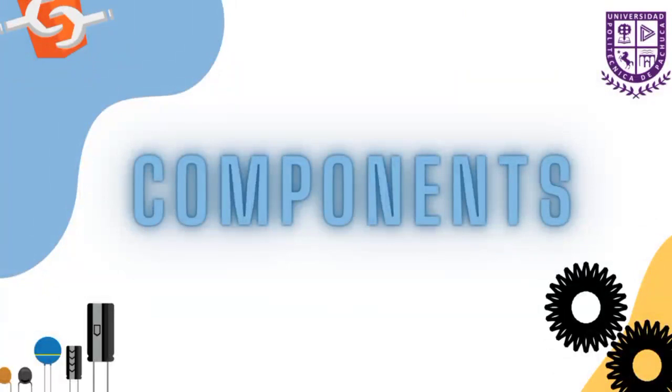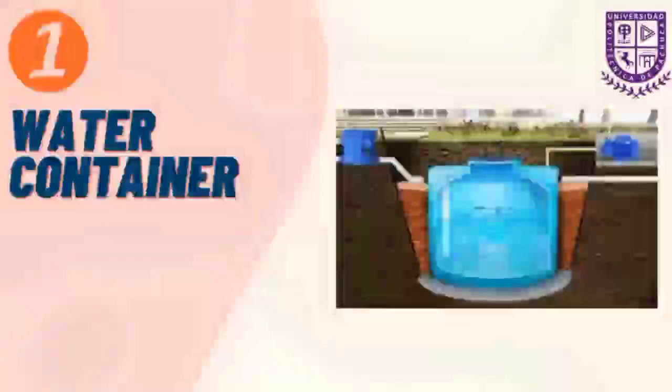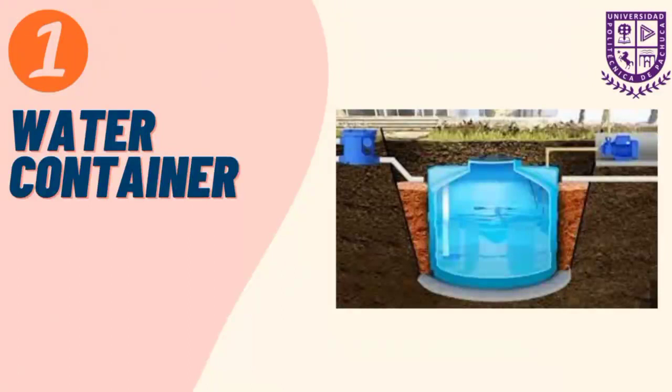In this section we will analyze each of the components of the project. A cistern is a reservoir used to store water. It's usually installed or built underground and can be implemented both in private homes and large buildings.